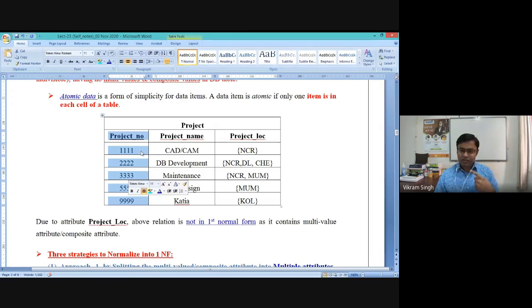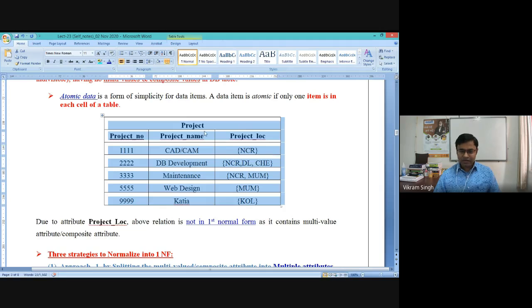Multi-valued attributes are those having multiple values, and composite values are those where we have multiple parts, like in the case of an address attribute, where we could have house number, state, and other things. Those values are also not allowed. So this is the original relation given.